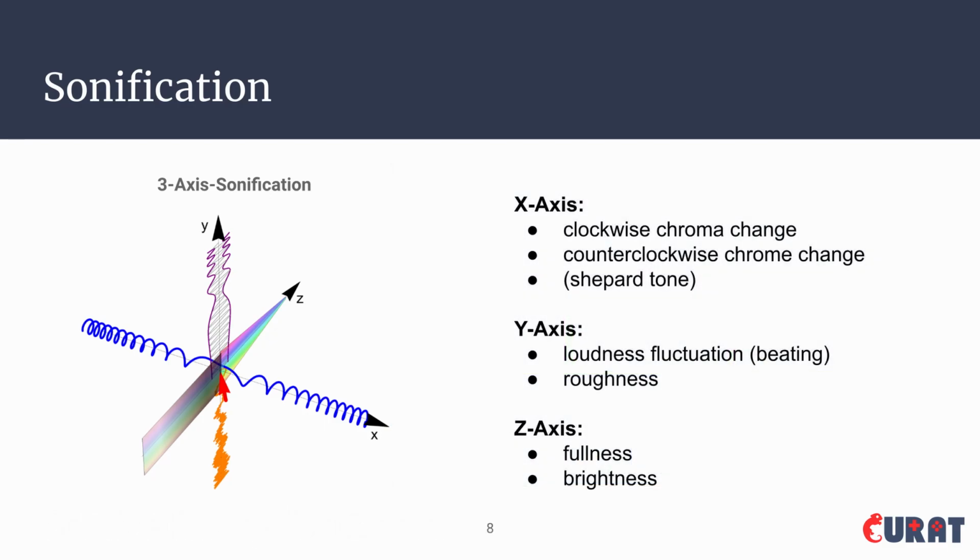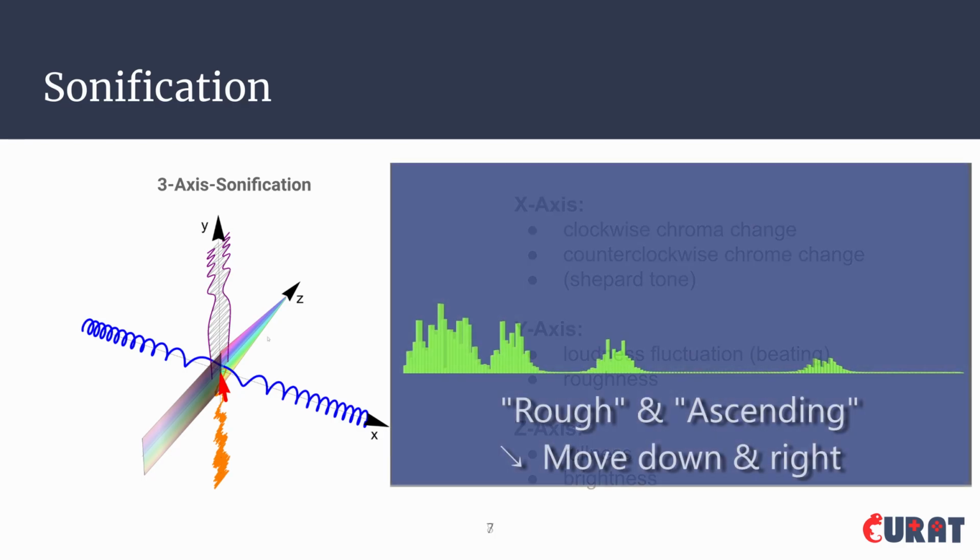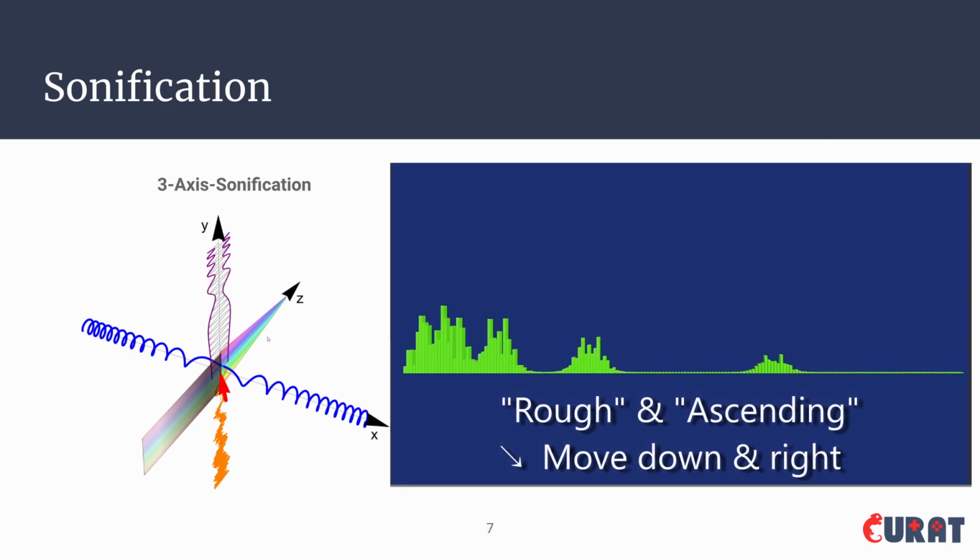Now that we have 3 different axes, we can combine them to give our user more precise information about where they need to go. You'll hear more examples of our sonification later in the video.